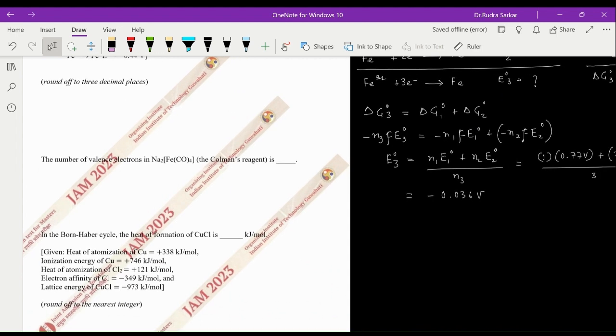Question number 48 says the number of valence electrons in the complex Na2Fe(CO)4. So Na2Fe(CO)4 means we can write the complex anion as Fe(CO)4 2 minus. So the oxidation state of iron, that is X, should be equal to minus 2, which means this is a d10 electron system. So for that we have 10 electrons. Carbonyl, there are 4 of it, and each carbonyl contributes 2 electrons. So the total will be 8 electrons. And so the system as a whole is an 18 electron system, and that should be our answer.